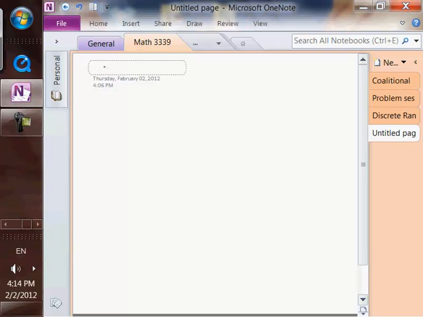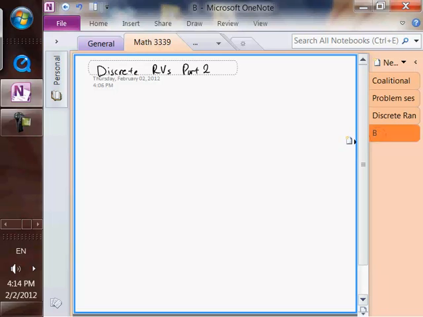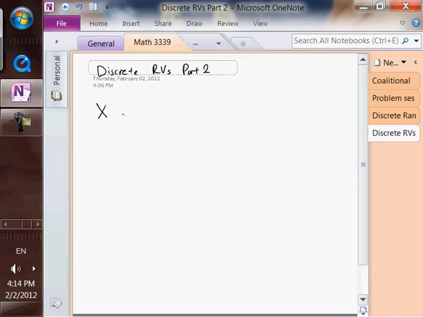Discrete random variables. So that's part 2 here. And I want to write first of all, a few formulas. Suppose that X is a discrete random variable. I will abbreviate this by using DRV. And f sub X is its density.